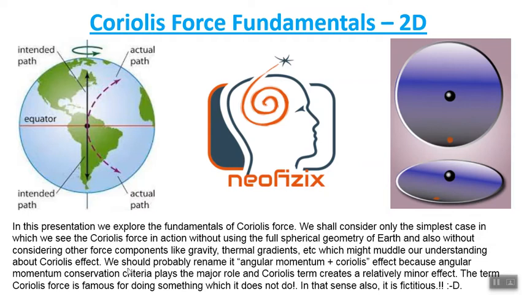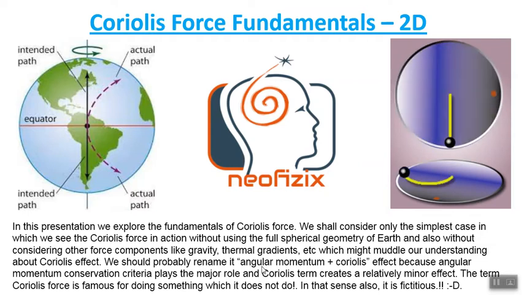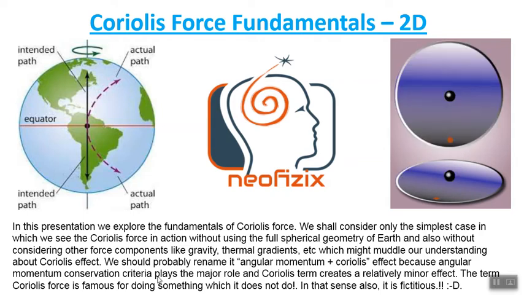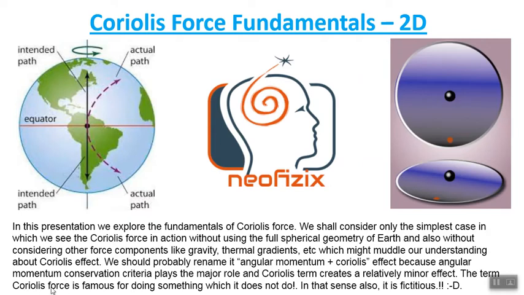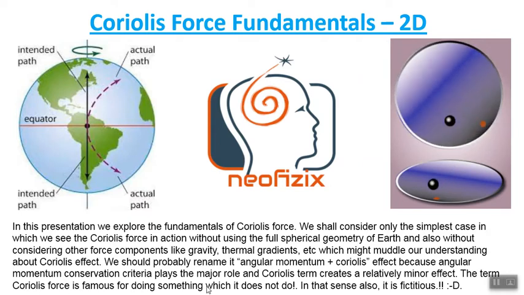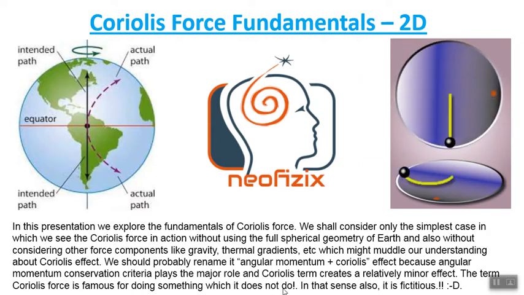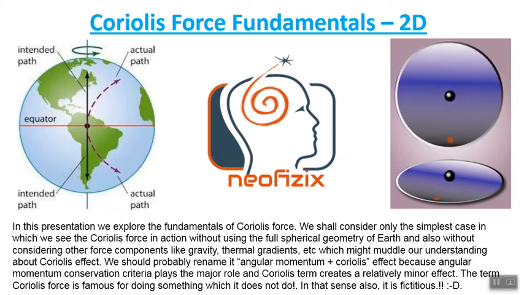effect. We should probably rename it angular momentum plus Coriolis effect, because angular momentum conservation criteria plays the major role and the Coriolis term creates only a relatively minor effect. The term Coriolis force is famous for doing something which it does not do. In that sense also, it is fictitious.